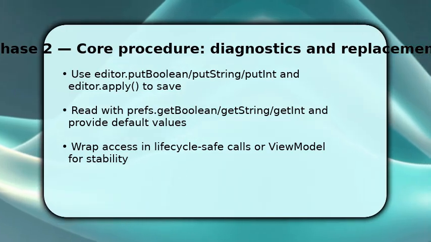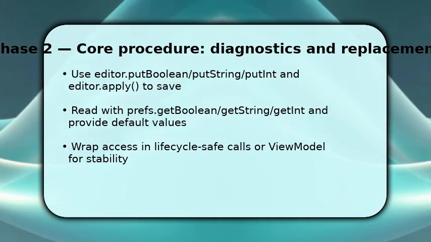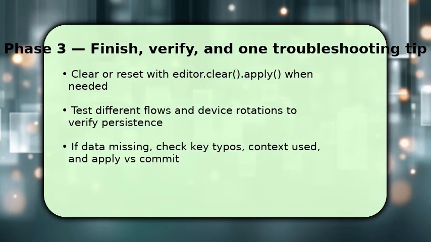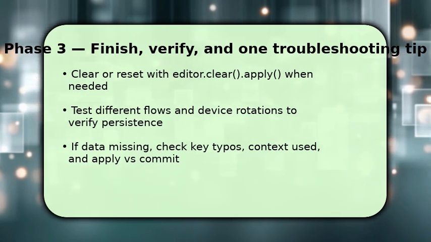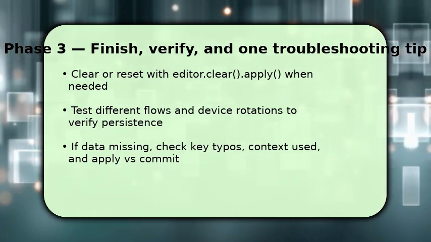If you use coroutines or background threads, prefer apply to keep the UI responsive. Finish by integrating the prefs helper into your app flow. Call saves on user actions and loads during initialization. Make sure to migrate keys if you change formats and document defaults.